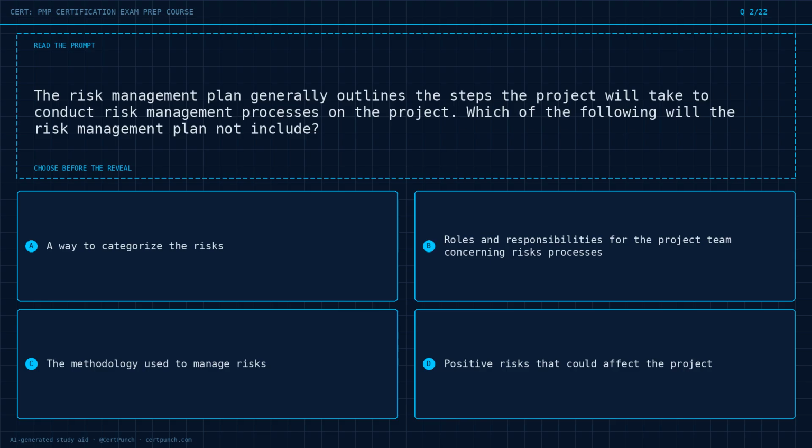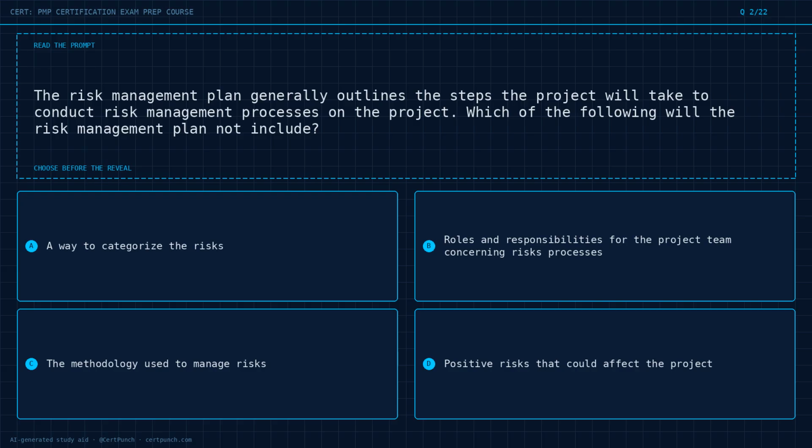Question 2 of 22. The risk management plan generally outlines the steps the project will take to conduct risk management processes on the project. Which of the following will the risk management plan not include? Option A, a way to categorize the risks. Option B, roles and responsibilities for the project team concerning risks processes. Option C, the methodology used to manage risks.